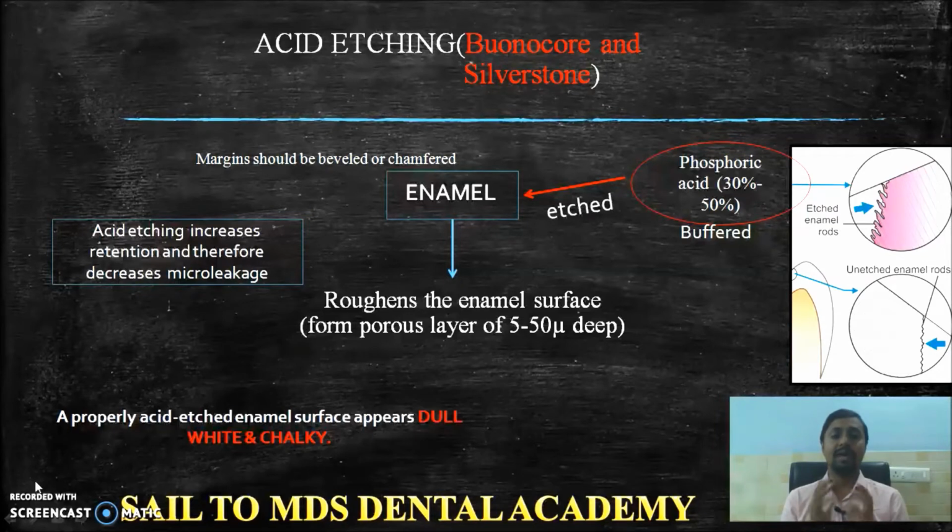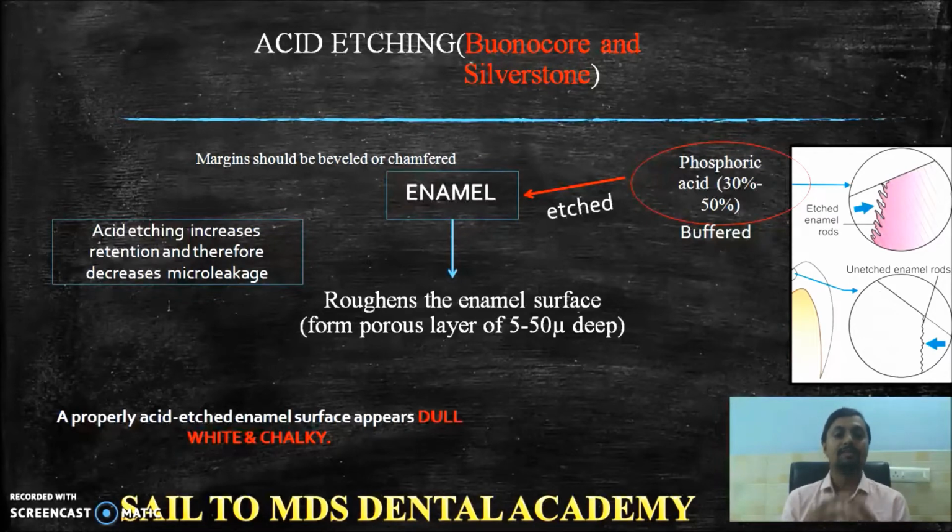Whenever you are etching any enamel surface, remember the enamel margins should be beveled or chamfered. Why? When you bevel or chamfer any margins, the surface area increases. If surface area increases, the area for the etching will also increase. So that improves the seal, retention and thus reduces the micro leakage. And in this way you will get your satisfactory restoration.